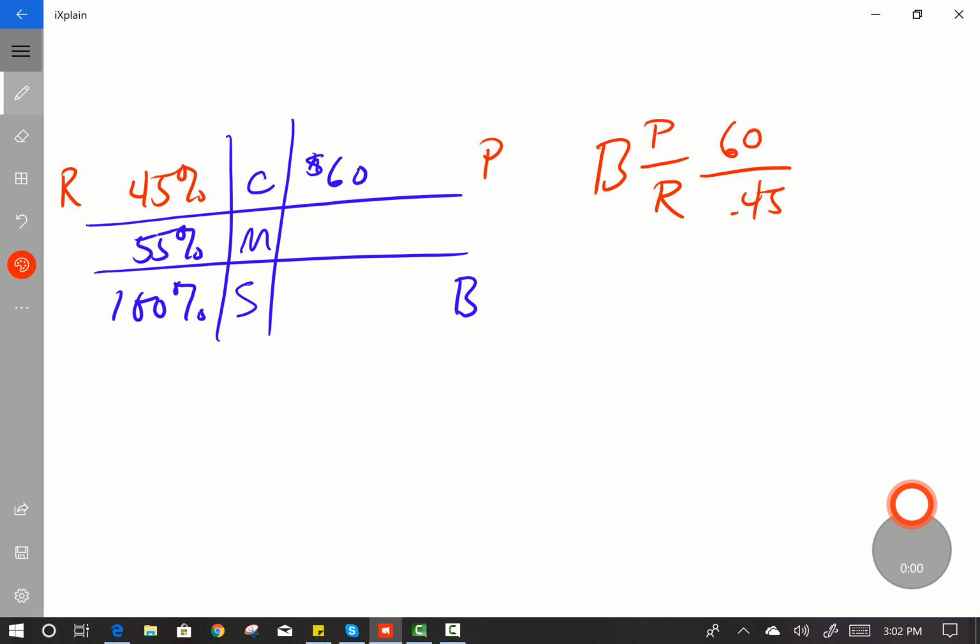And that gives us 133.33. And the difference between the cost and the selling price is a difference of 73.33.